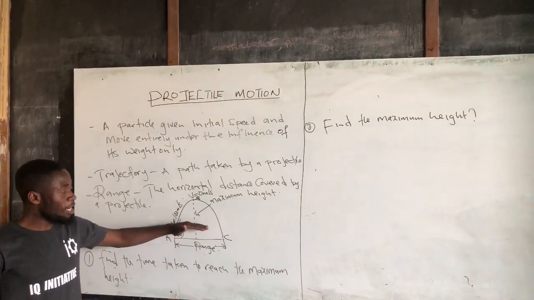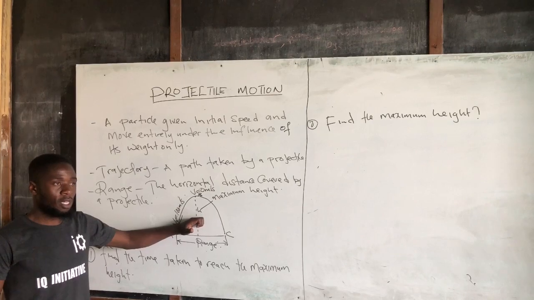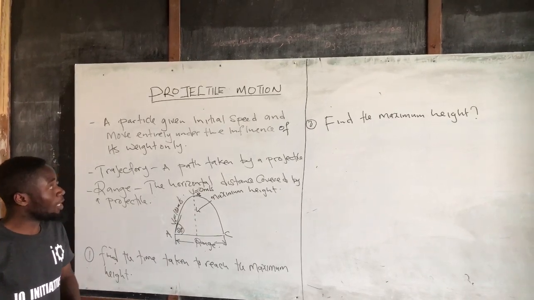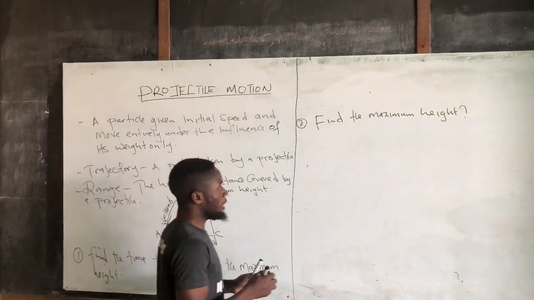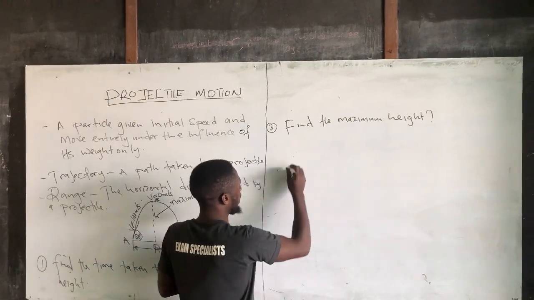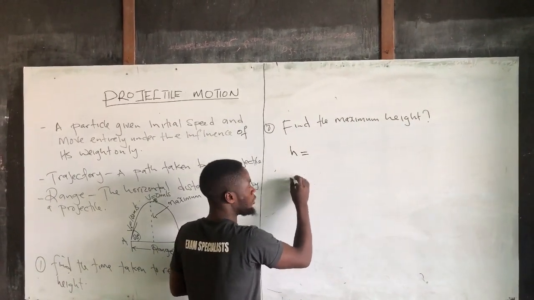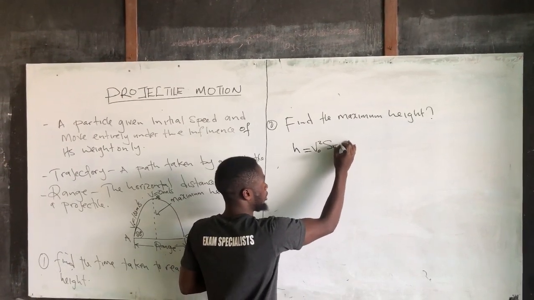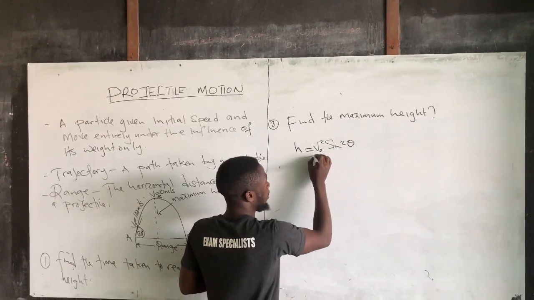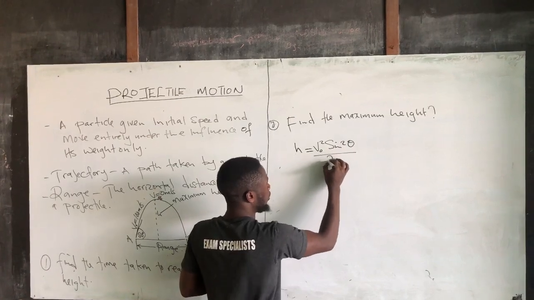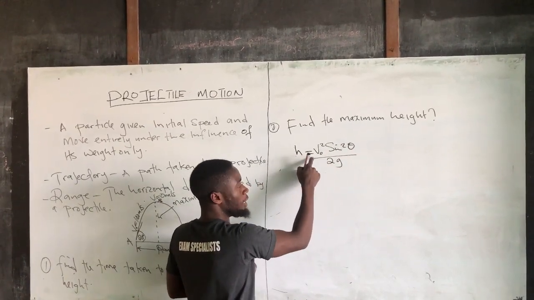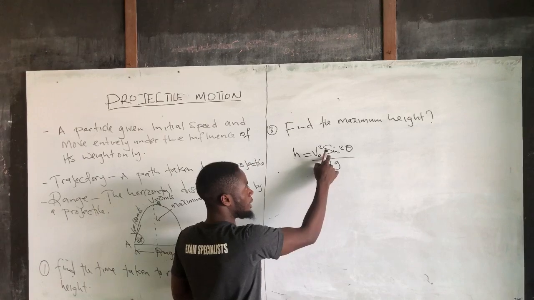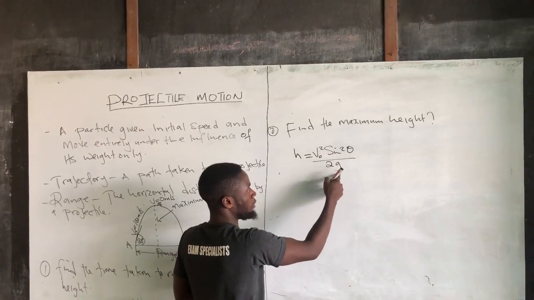So here, for finding the maximum height, we use a formula. So just a direct formula. So what is the formula? The formula is h, which is the maximum height, equals v initial squared sine squared theta over 2g. Which is v initial squared sine squared theta over 2g.